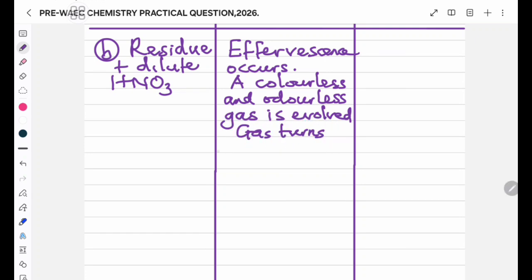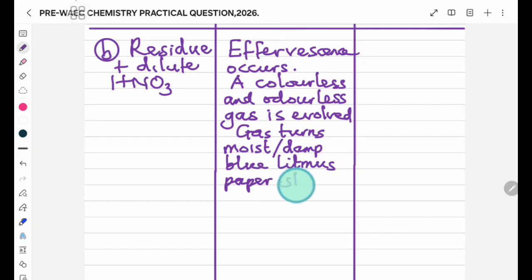Gas turns moist. Put the word moist or damp. If this word is not mentioned, there will be no mark. Moist or damp blue litmus paper. It turns the blue litmus paper slightly red.